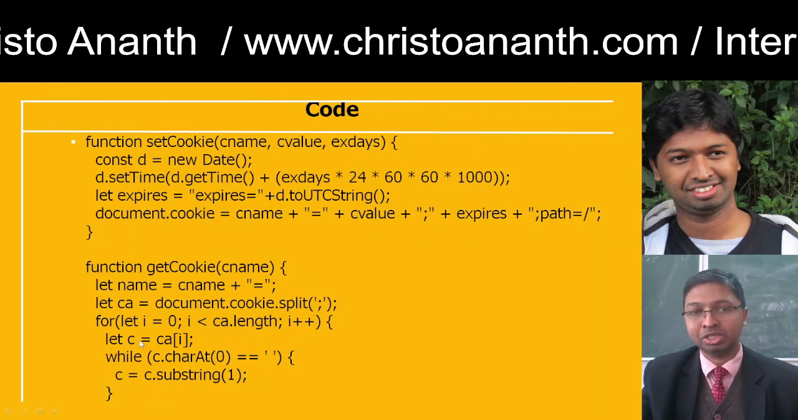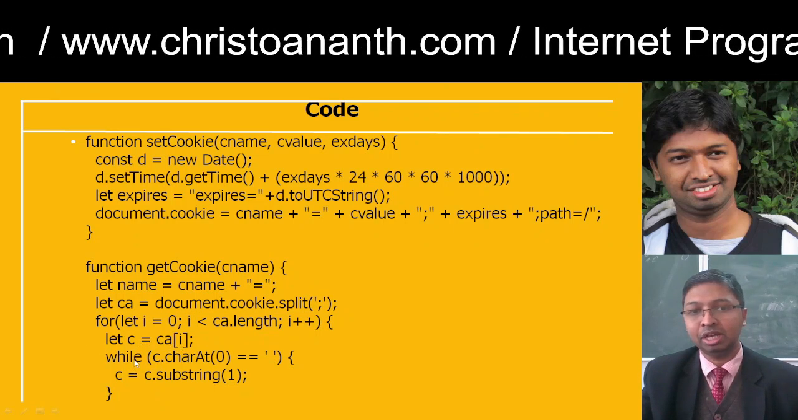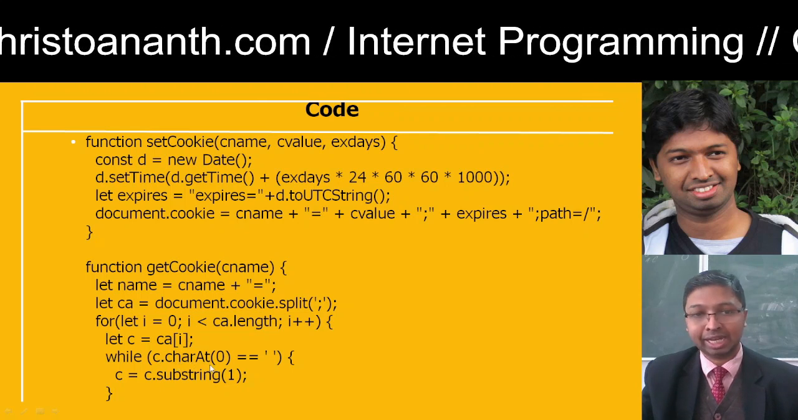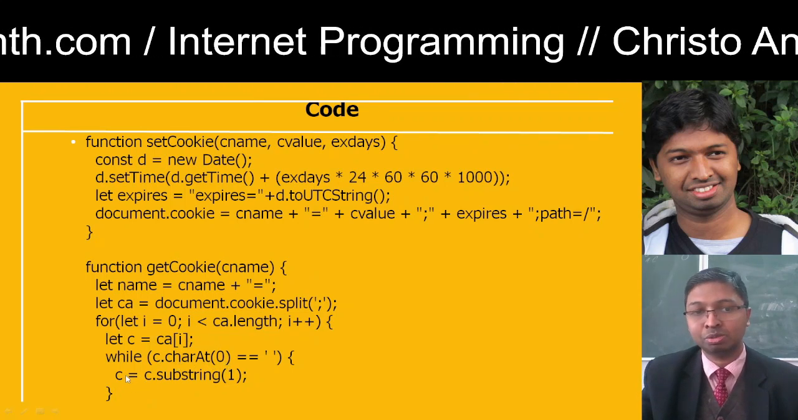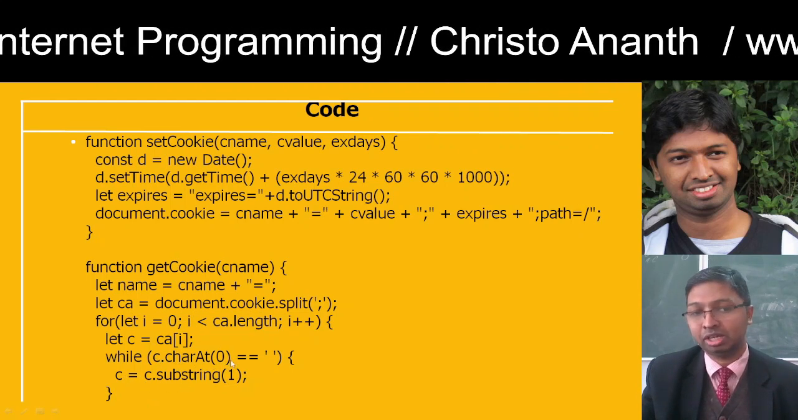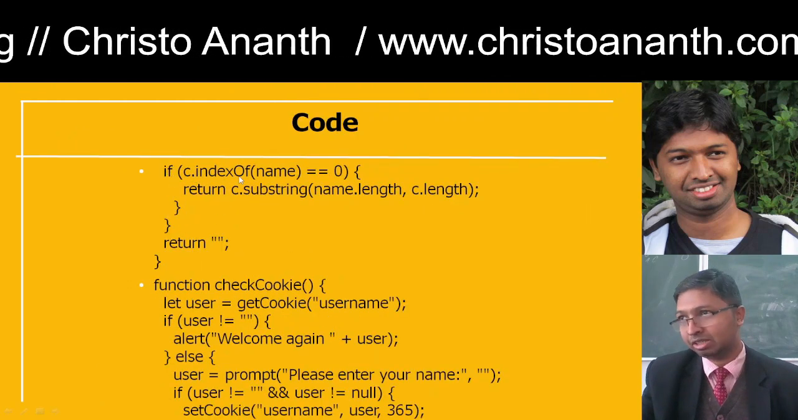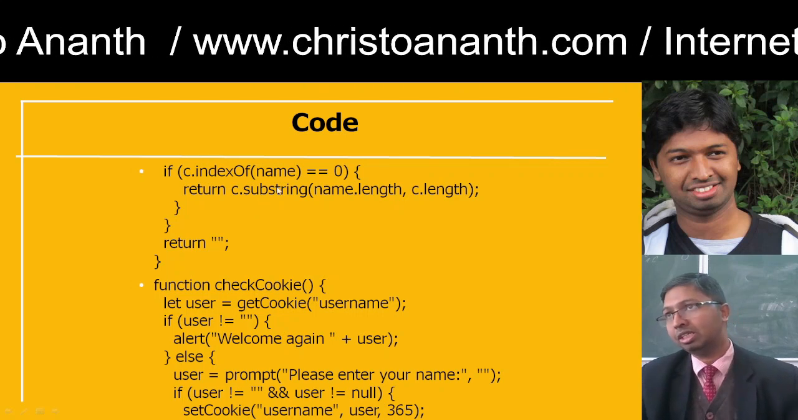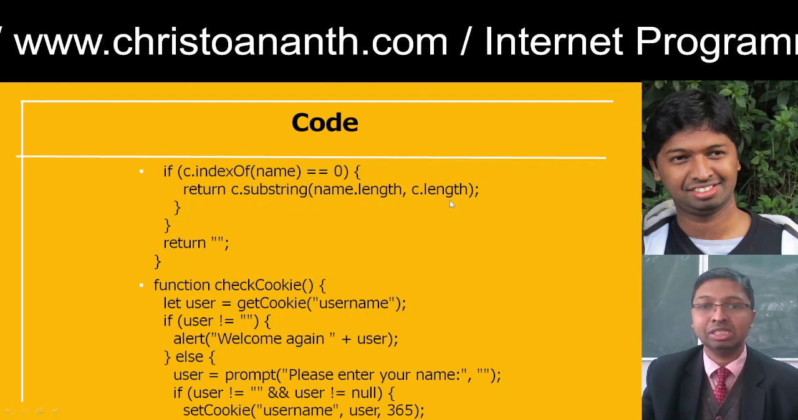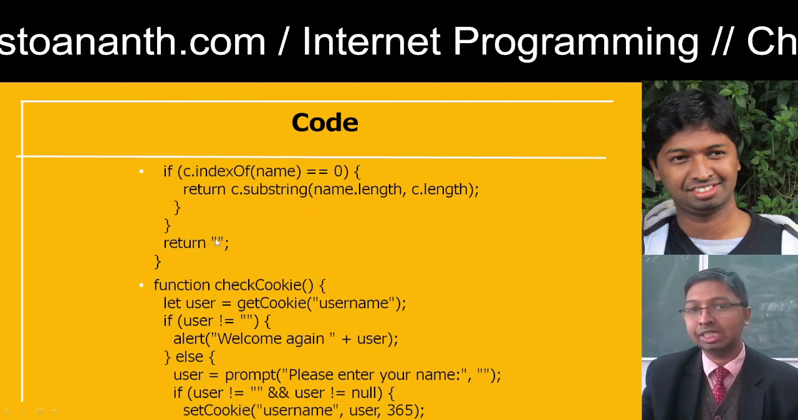So you will specify c is equal to cookieArray of i, and while c.charAt(0) is a space, you will specify c is equal to c.substring(1). Okay. So you will be specifying if c.indexOf(name) equal to 0, then you return the substring name.length, c.length, otherwise return the empty string.